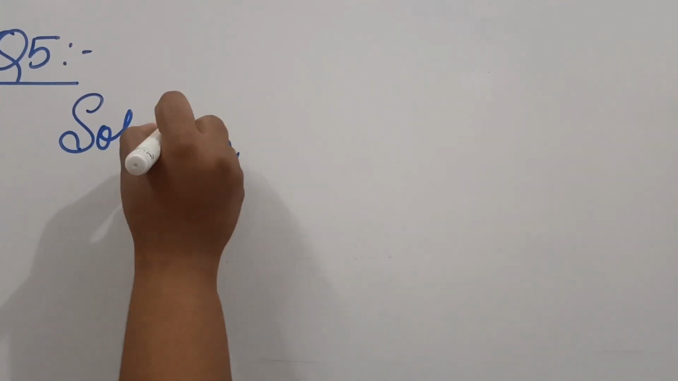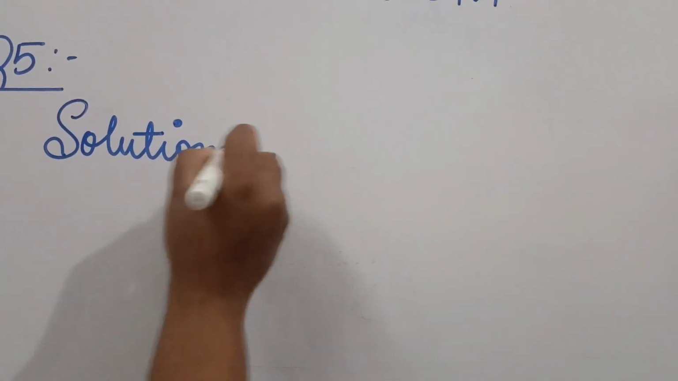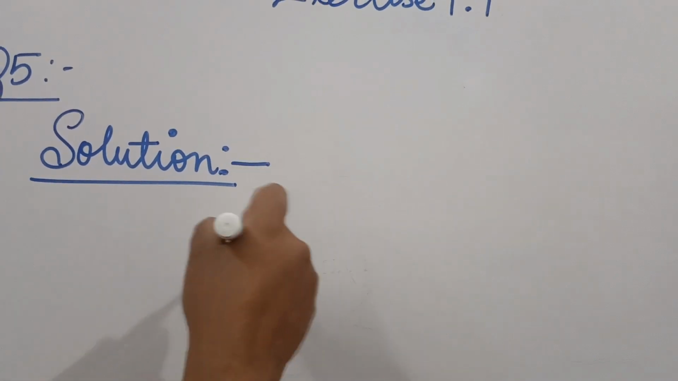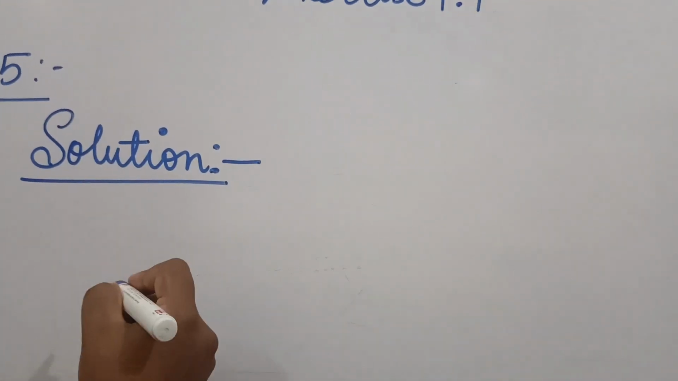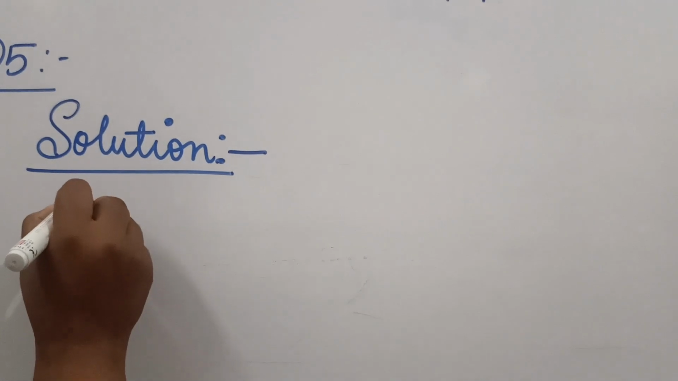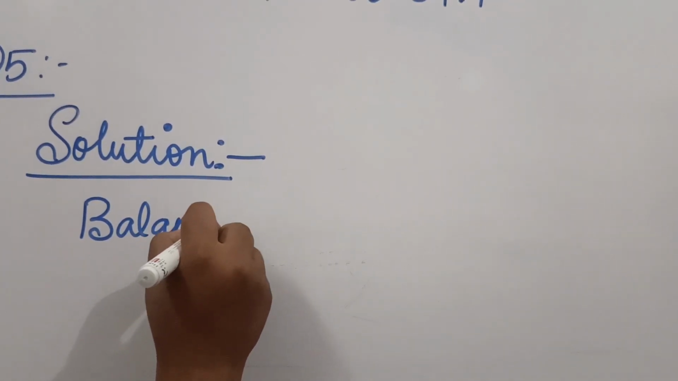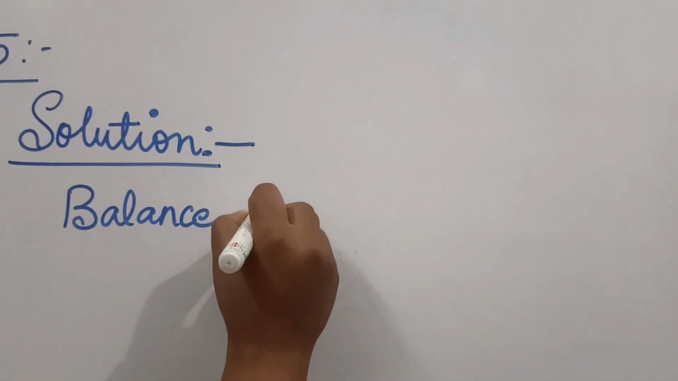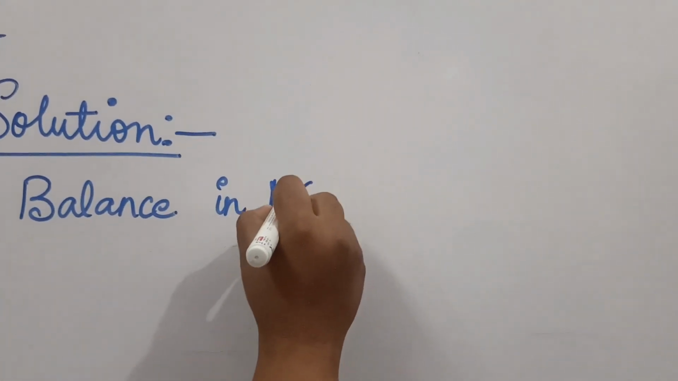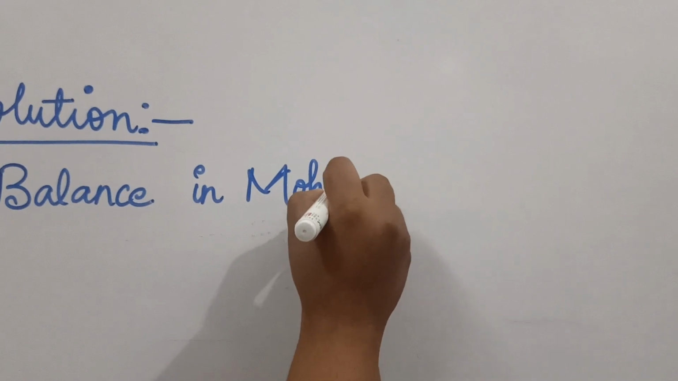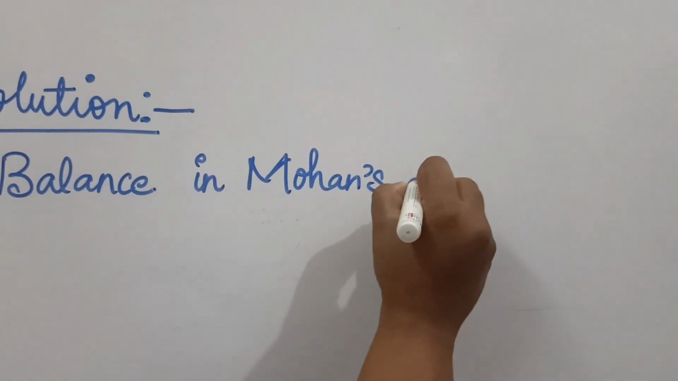Whatever he has deposited in the bank will be marked as positive integer. Okay, so we have to find the balance in his bank account. So balance in Mohan's account.